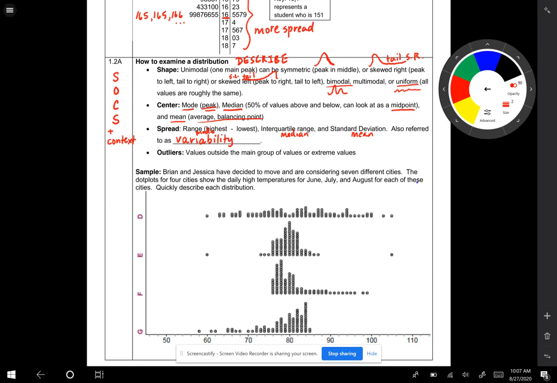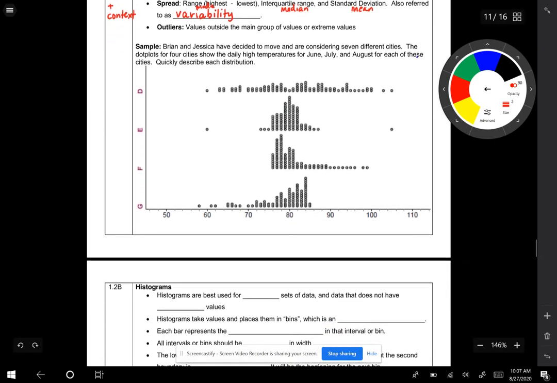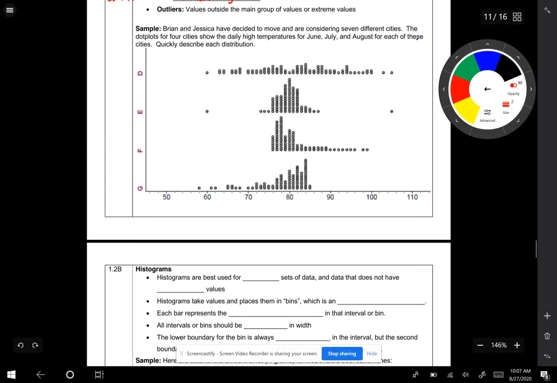That leads us to our first example on describing distributions. Brian and Jessica have decided to move and are considering 7 different cities. The dot plots for 4 cities show the daily high temperatures for June, July, and August for each of these cities. Quickly describe each distribution. I don't know how quickly we're going to describe it. We'll do our best. So we want to make sure we use SOCS.